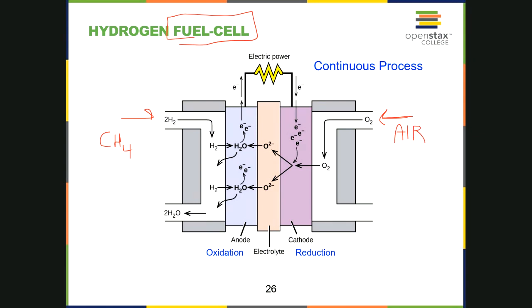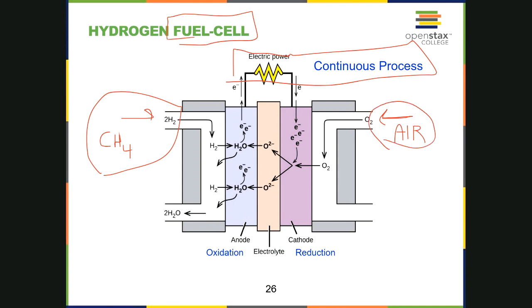And when you combine those together, you get a continuous production of electricity. So this will continue to produce electricity as long as you're supplying it with a fuel like hydrogen or methane, and it has a source of air or oxygen. Unlike a battery, you don't have to recharge it, you don't have to replace it necessarily unless it breaks. There is still an anode that does an oxidation, there's still a cathode that does a reduction, but it's just that this process is continuous.